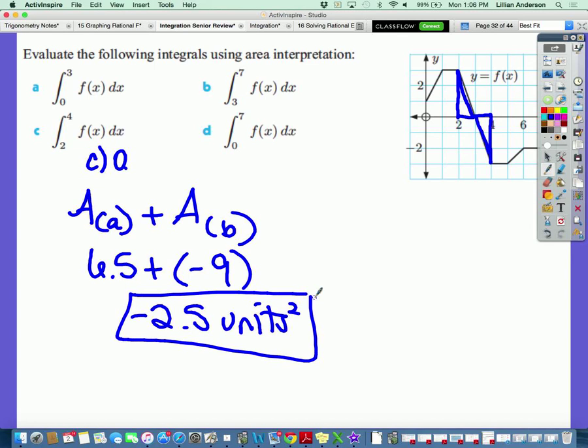Questions? Yes? Do they have to put units? Just using proper notation, since it's talking about area. When we actually have regular functions, we would just leave it as whatever the number is.